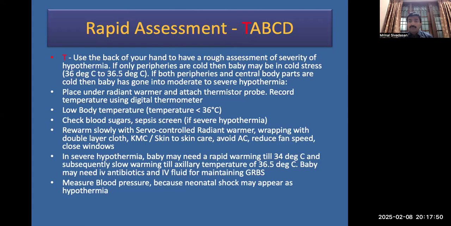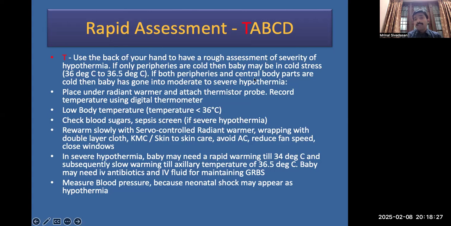So now we have identified the baby, and for identification, we need to assess the baby. Assessment can again be done in the order of temperature, T, airway and breathing, that is AB, and C is circulation, and D can be diagnostic. First, coming to T. Using the back of your hand to make a rough assessment of hypothermia, you can touch the periphery, the fingers and the toes of the baby. If they are feeling cold, then the baby may be in cold stress.